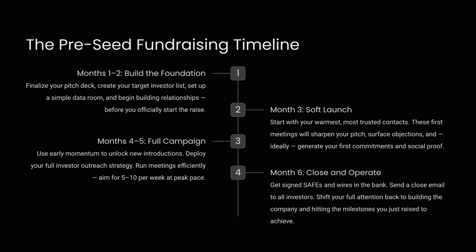A pre-seed fundraising campaign spans about 6 months. Months 1 and 2 focus on building the foundation. Finalize your pitch deck, create your target list, and begin building relationships. Month 3 is a soft launch with your warmest contacts to sharpen your pitch. Months 4 and 5 are the full campaign, building momentum and deploying your full outreach. Month 6 is for closing the deal, signing the SAFEs, and getting the wires in the bank.